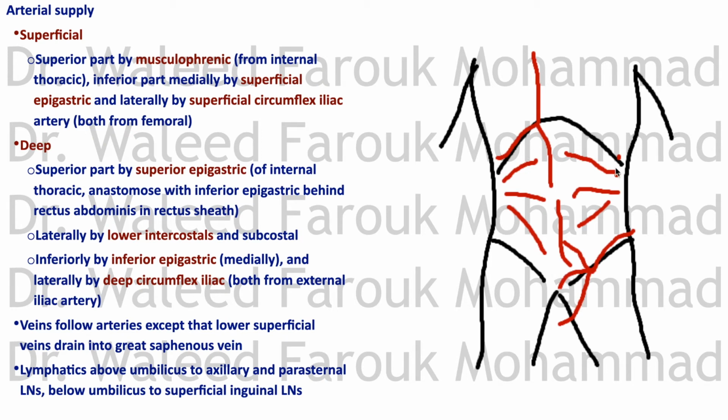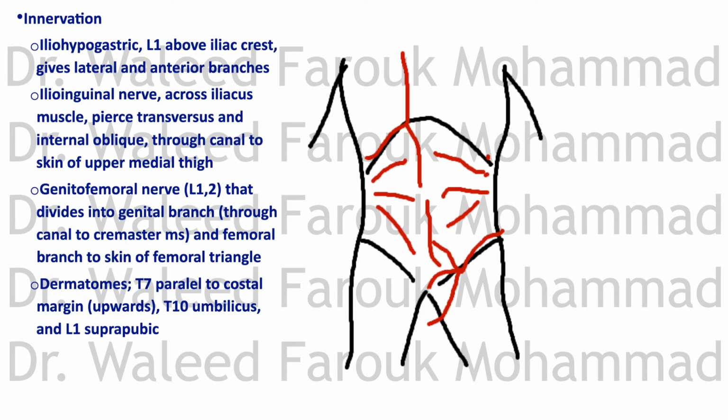Lymphatics of the anterior abdominal wall: high above the umbilicus goes to the parasternal and axillary lymph nodes, and below the umbilicus goes to the superficial inguinal lymph nodes, a T-shaped collection of lymph nodes here, and we will study in detail with the thigh and femoral triangle. So this is about the arterial supply, venous drainage, and lymphatic drainage of the anterior abdominal wall.